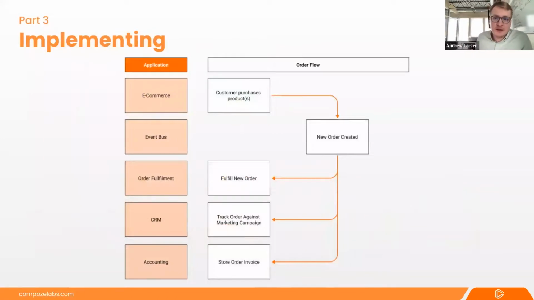Here's a concrete example of what this might look like. It's smaller, but we talked about our e-commerce use case, and this is what some of that event storming might actually turn into. So this would be basically sticky notes, and we're talking about, okay, we have a new order created, and then what do each of those systems need to do with it?